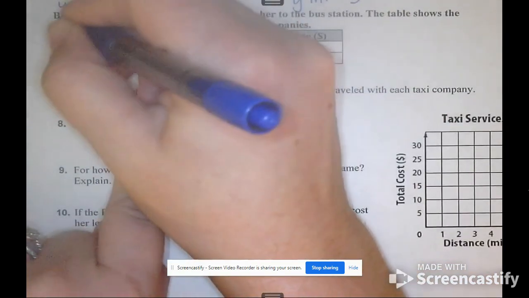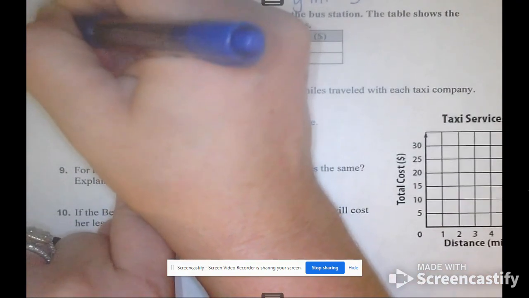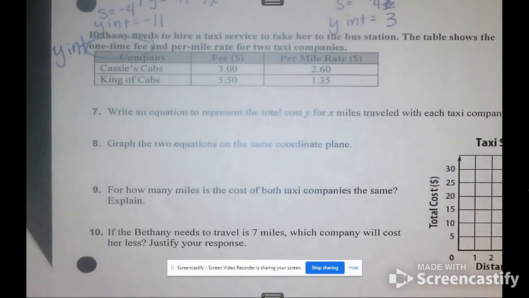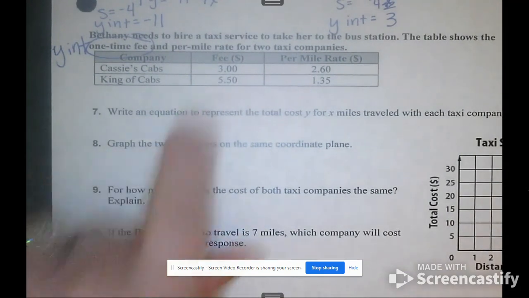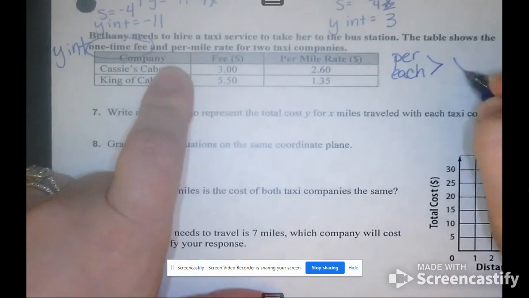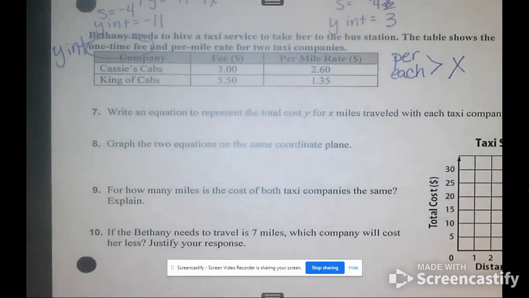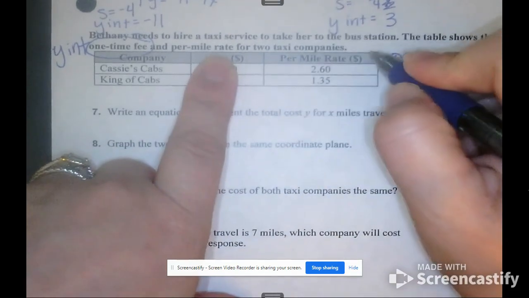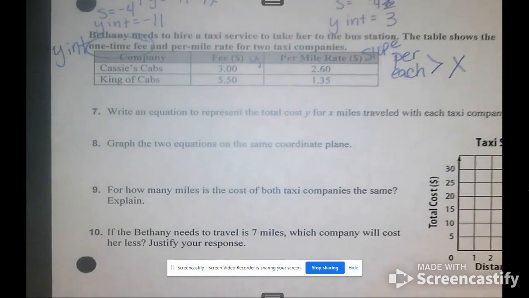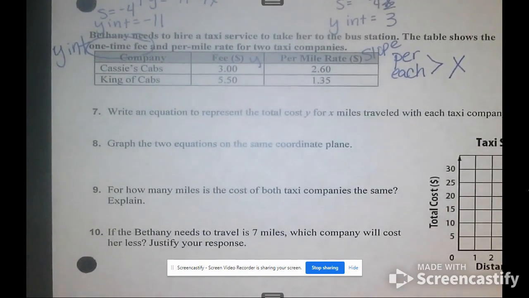Okay. One-time fee is the y-intercept all the time. Now, there are words that tell us what goes with our x. What is our slope? If we see the words per or each, those always tell us that is what is going with x. So the per mile, that is going to be our slope, where this is our y. Do you say per or each? Because that tells us we multiply. So it's always multiplying by x.